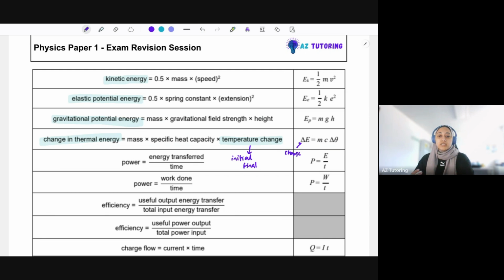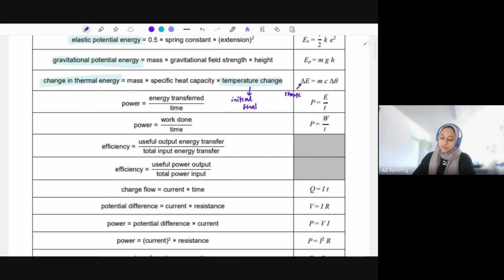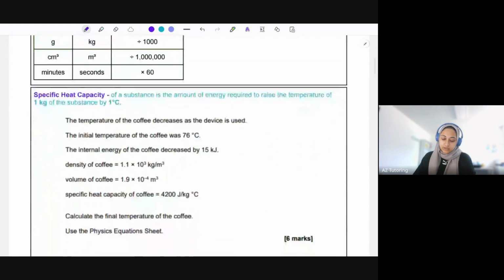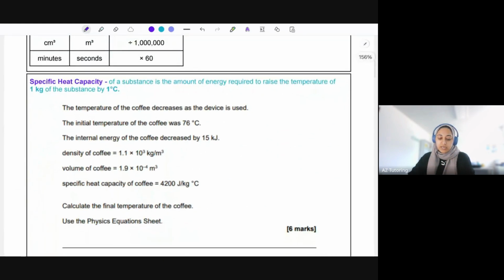But specific heat capacity tends to come up almost every single year, so you really do need to be familiar with it. So let's have a look. What is specific heat capacity? Well, specific heat capacity of a substance is the amount of energy required to raise the temperature of 1 kg of substance by 1 degree Celsius.